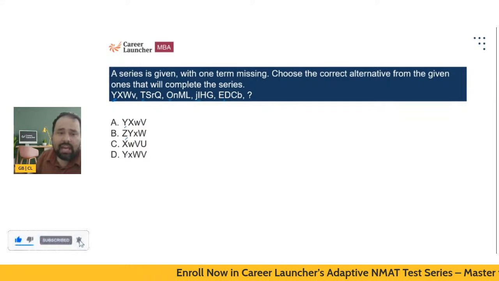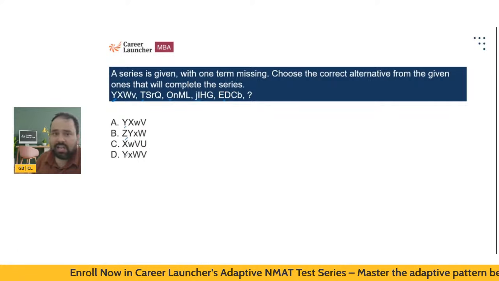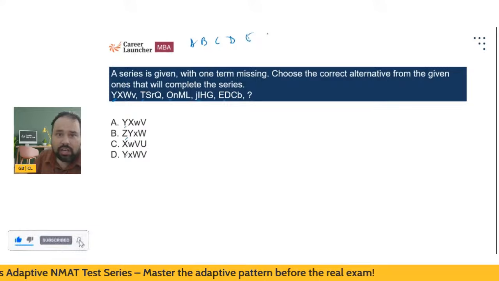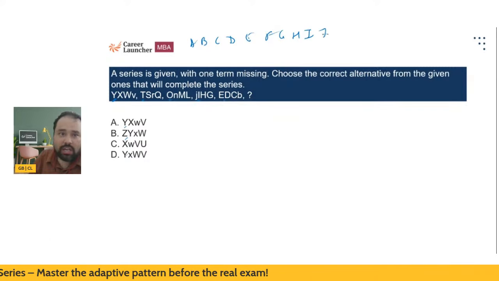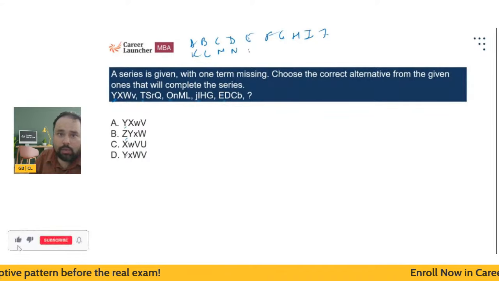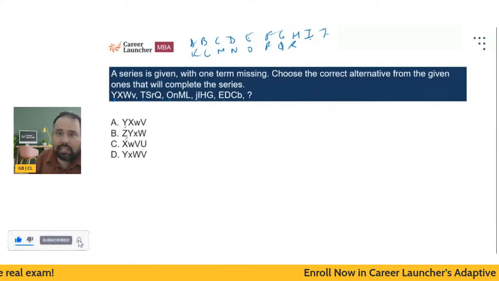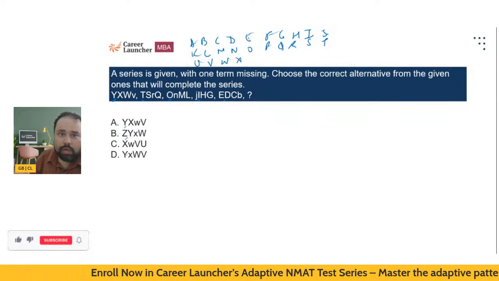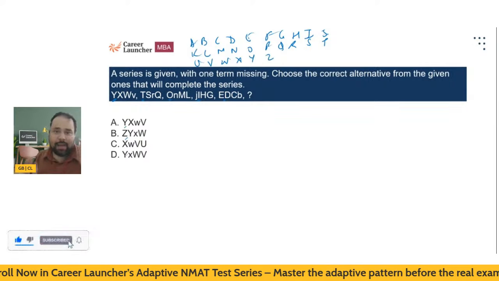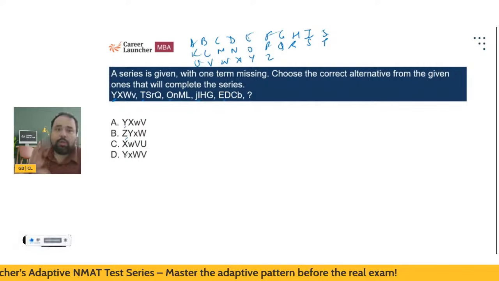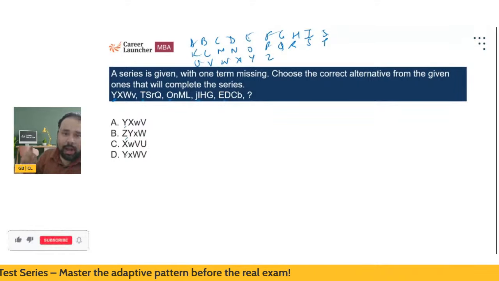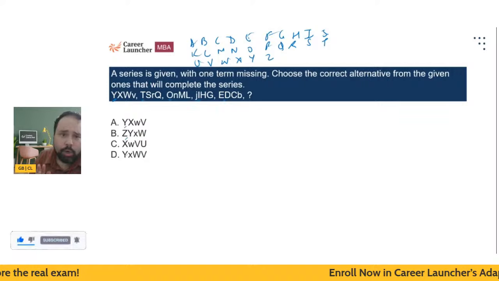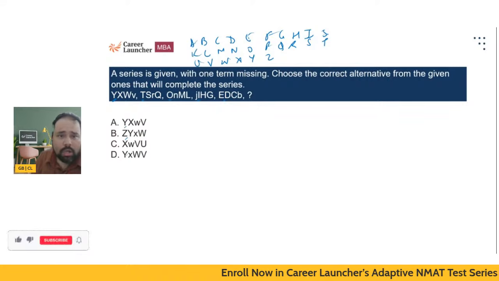Now what comes to my mind, Gautam, whenever I see something like this in an exam like NMAT, I always like to do this: A B C D E F G H I J K L M N O P Q R S T U V W X Y Z. The moment the exam starts, I first write down the alphabet, because 3 to 4 questions will come related to alphabets. It can come in quant also many times, and in reasoning it will surely come. So I write it down.